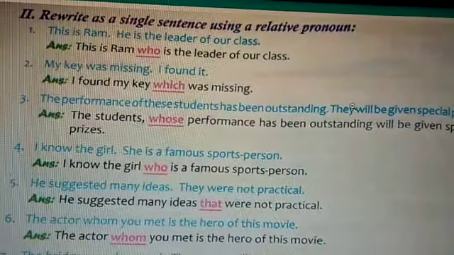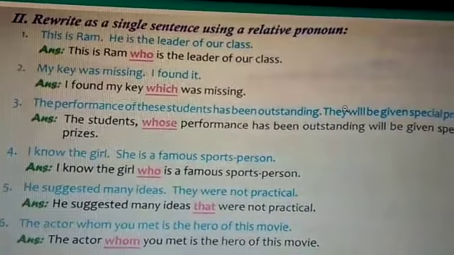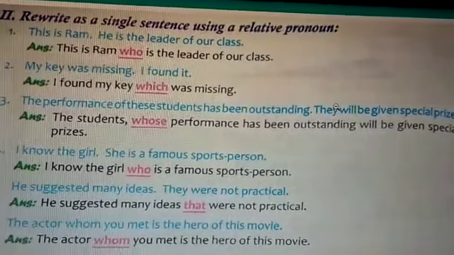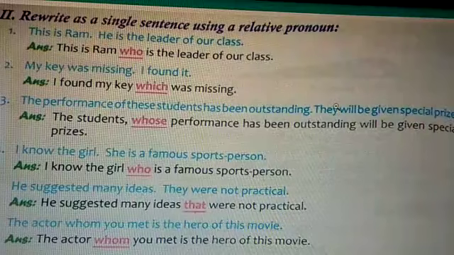Dear students, you see in the second exercise, in the exams you will be asked like this only. Rewrite as a single sentence using a relative pronoun.